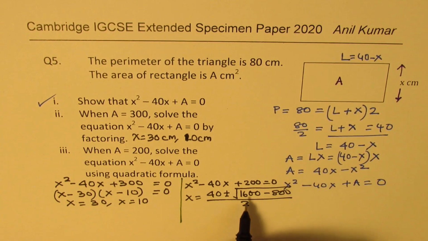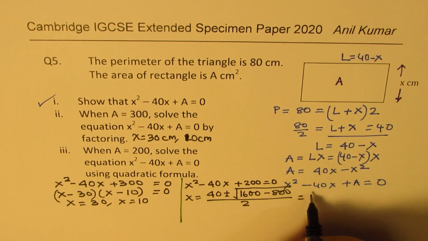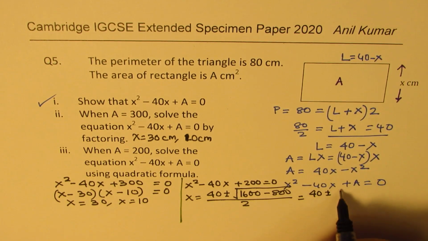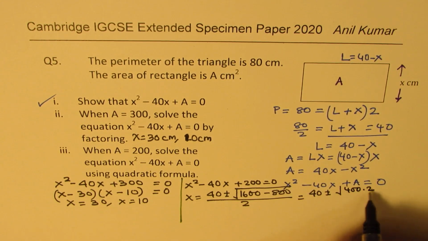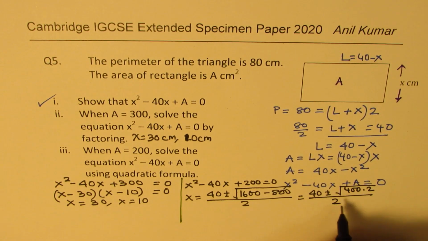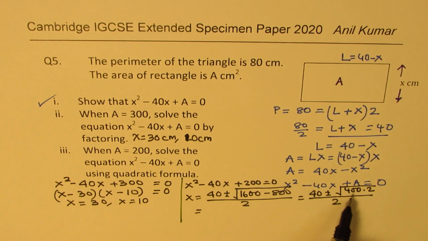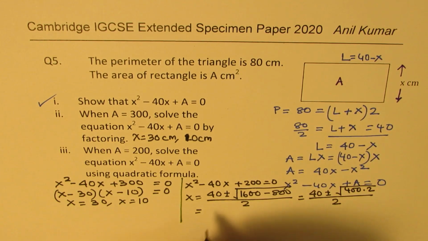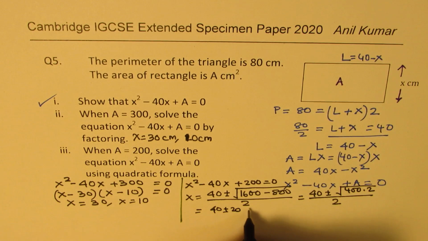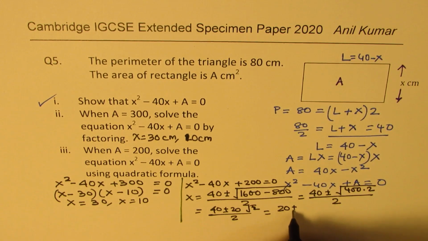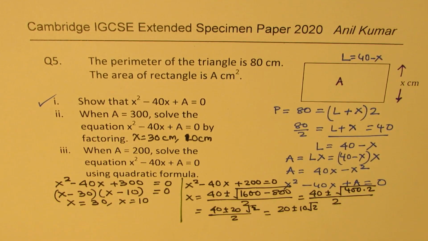So we get this. Now within the square root we have 800. 800 is 400 times 2. We could write this as 40 plus minus square root of 800, right? So 800 I could write like 400 times 2. Does it make sense to you? Well, you could use a calculator to find this value. Okay, so what we have here is square root of 400 is 20, right? So we get 40 plus minus 20 square root 2 over 2. Dividing by 2, we get 20 plus minus 10 square root 2 as our answer, right?